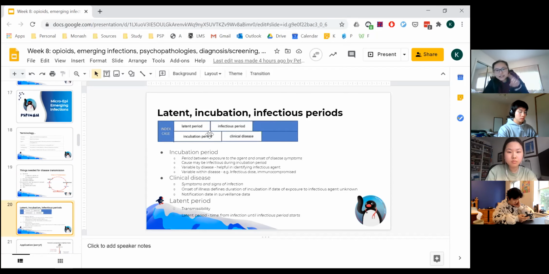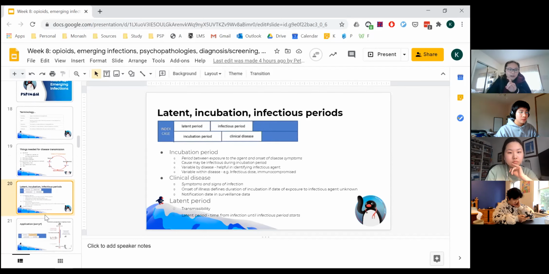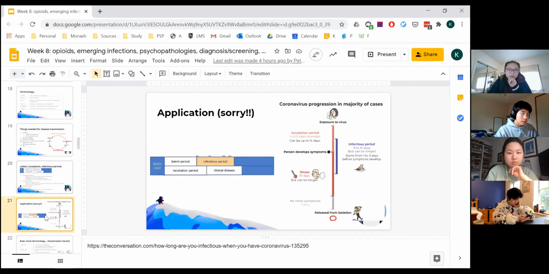The annoying thing about the latent period and the incubation period is what happens when you have coronavirus. I'm sure we've all heard that it's possible to have coronavirus without being symptomatic. And that happens when the incubation period is longer than the latent period. So it's actually quite a good example, and there's a nice little article from The Conversation here.